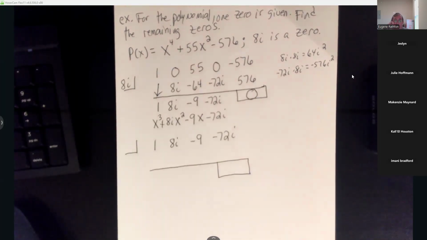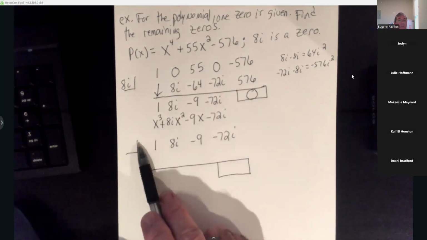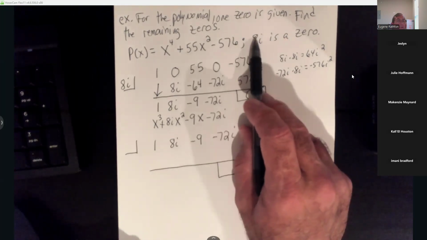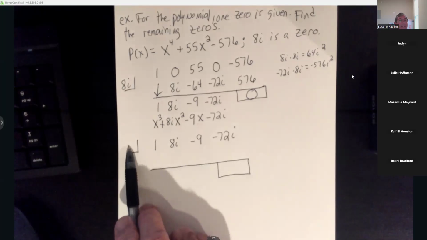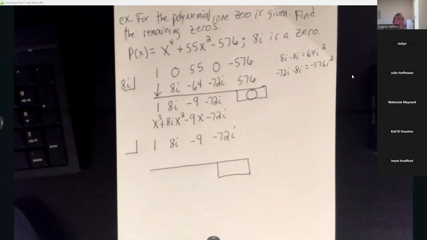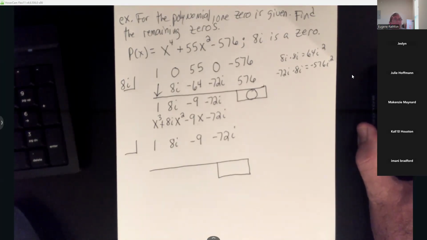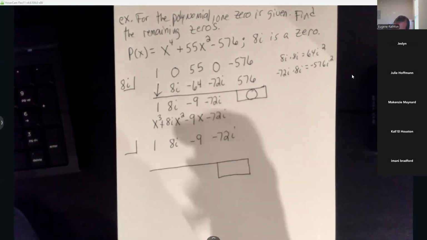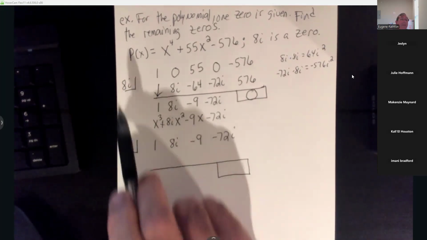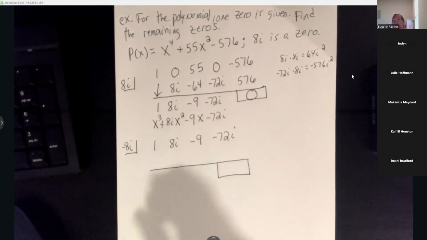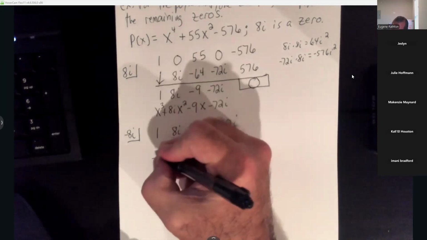Oh no, y'all check this out. I still got four numbers. I don't know what number to try next. They only gave me one. They gave me an 8i. So do y'all have any idea what my next number would be that I would check? Oh my God, perfect, Julie. It's a negative 8i. Because remember, if 8i is a 0, then negative 8i automatically has to be a 0, okay? Good job. All right, y'all, same process.